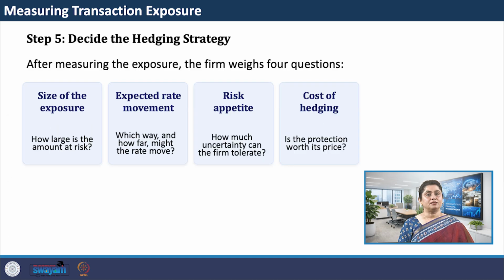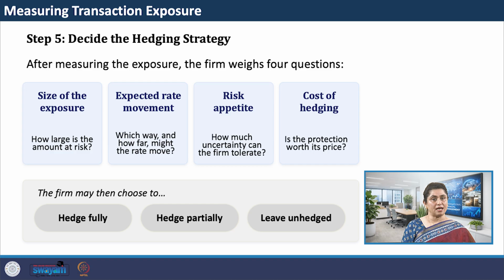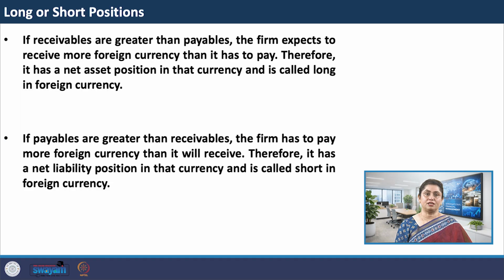Step 5. Decide the hedging strategy. After measuring the exposure, the firm has to decide whether to hedge or not. The decision depends on the size of the exposure, the expected movement in the exchange rates, the company's risk appetite, and the cost of hedging. The firm may decide to hedge the entire exposure or only a part of it or leave it unhedged.